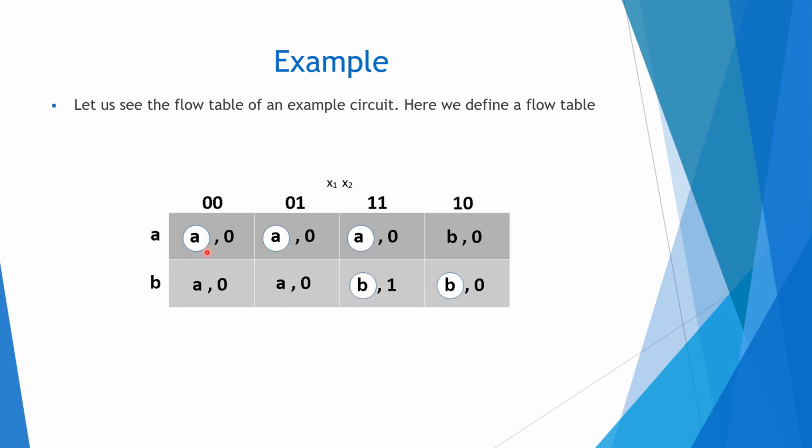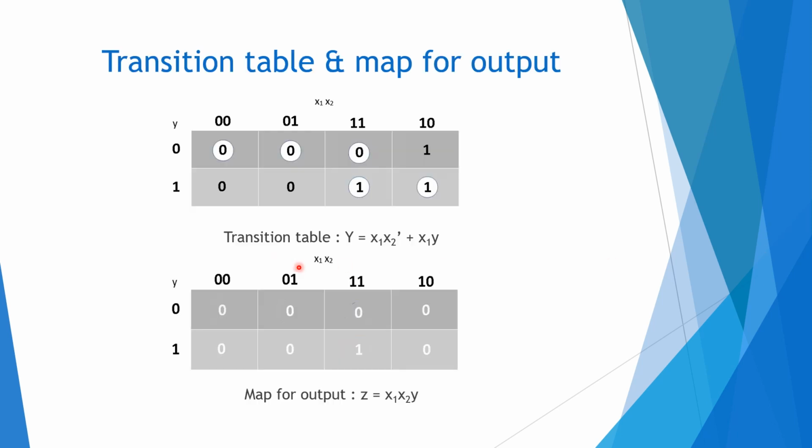So this is the flow table, and there is an output y that is defined here in the flow table. That is, here we have defined the flow table, and from this flow table we have to generate a circuit. So now we have to make a transition table for the circuit. So this is a transition table.